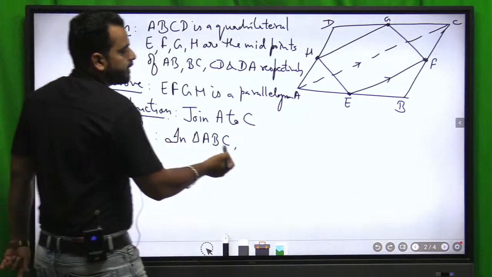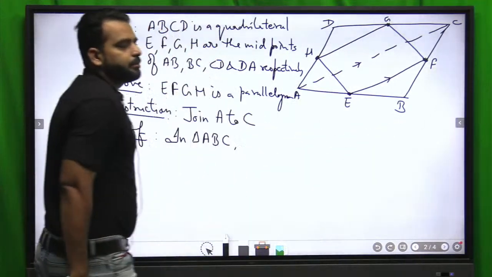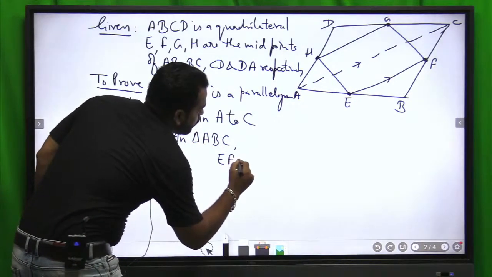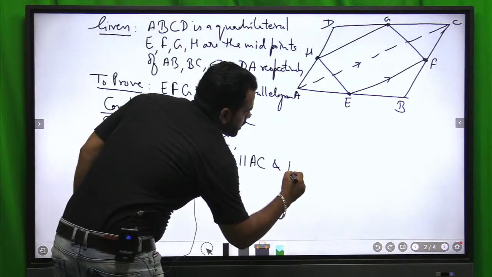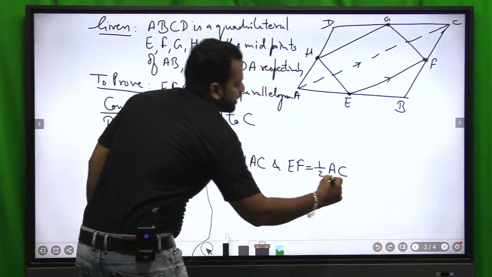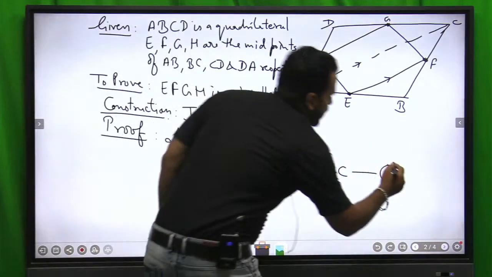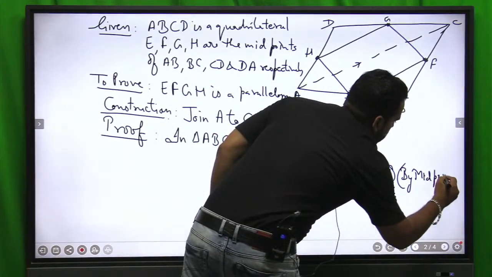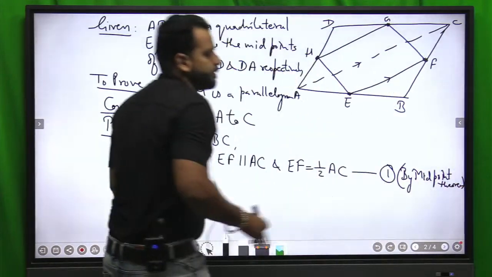So in this triangle ABC, you can write: E and F are the midpoints of sides AB and BC. Then EF will be parallel to AC, as well as EF will be half of AC, and this is our equation number first. Why does it come so? Because of the midpoint theorem. We already discussed the midpoint theorem.